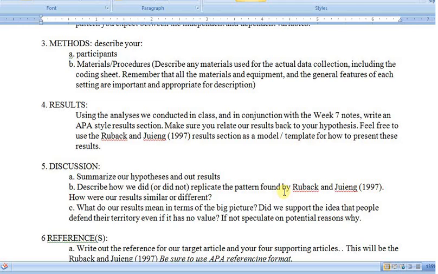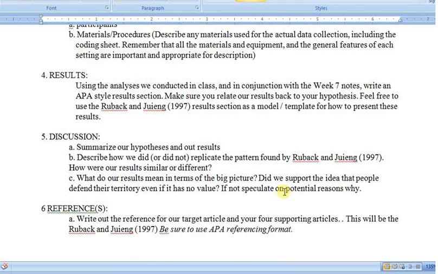And then finally, at the end of the paper, you'll have a references section. This will include the reference for the 5 articles that you write about in the introduction. This will include the Rubeck and Zhuang article, which is posted on Moodle, as well as the 4 other articles that you find as a group.